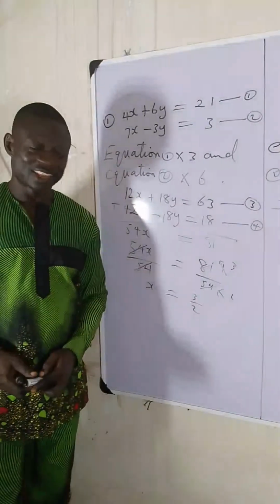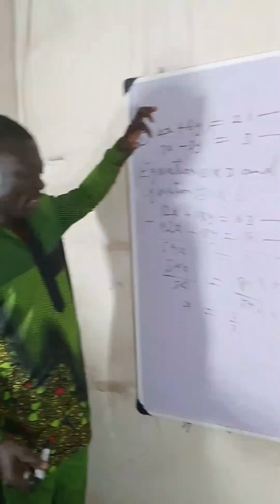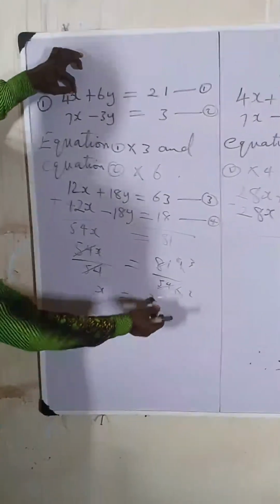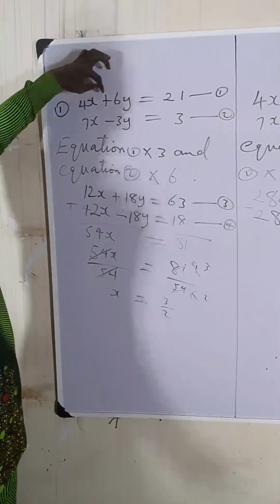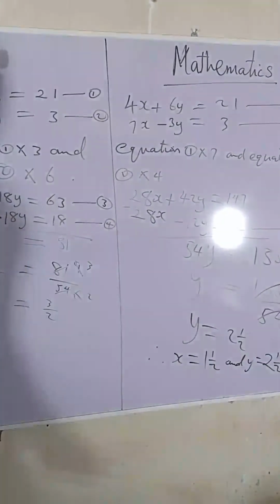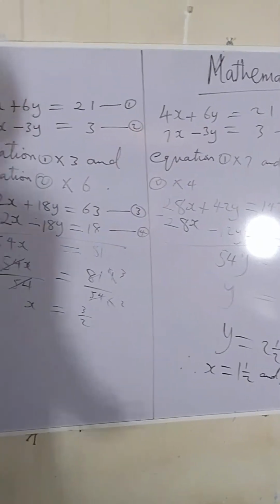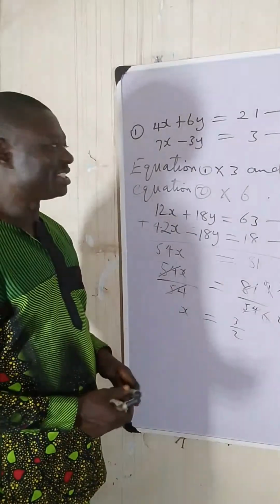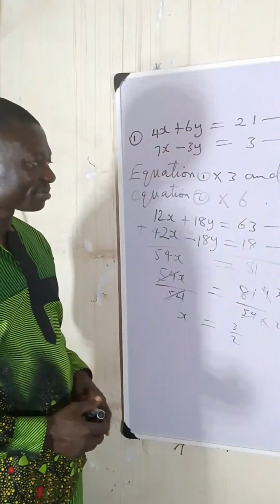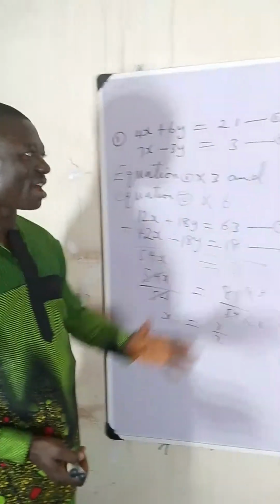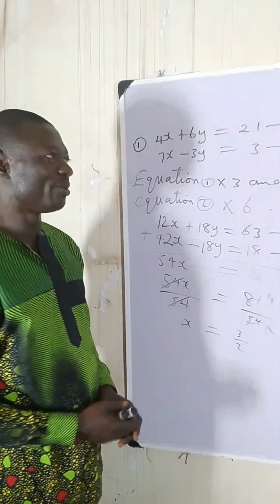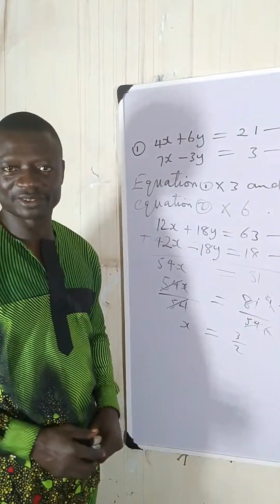Okay, remember that if you substitute the value of x here, which is 3/2, and substitute the value of y, which is 5/2, you are going to get 21 on the left hand side, which is actually waiting for us on the right hand side. We have solved this question now using elimination method. I hope that is understood very well.